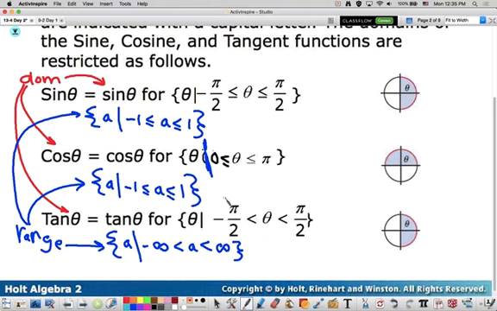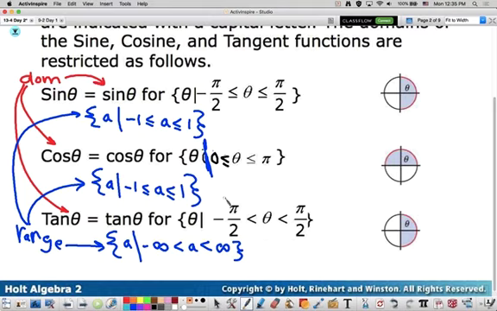All this is telling you is what angles you can use for these restricted domain trig functions. It says I can use theta in between negative pi halves and positive pi halves for sine. This says I can use thetas in between 0 and pi for cosine. And this says I can use thetas in between but not including negative pi halves and pi halves for tangent.